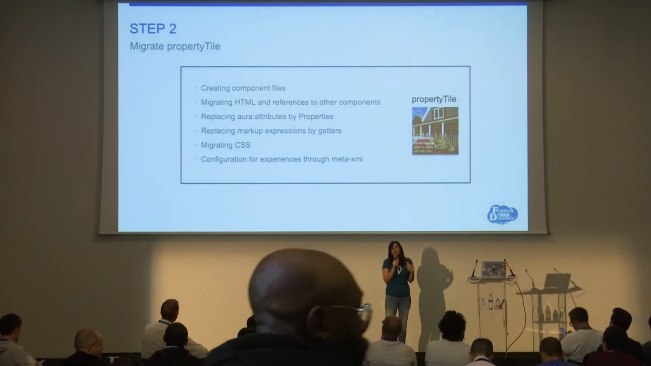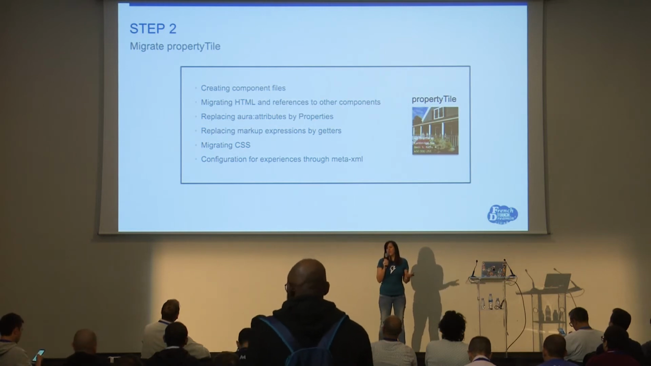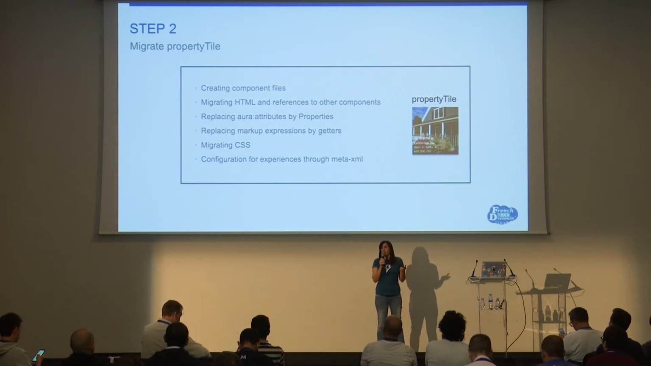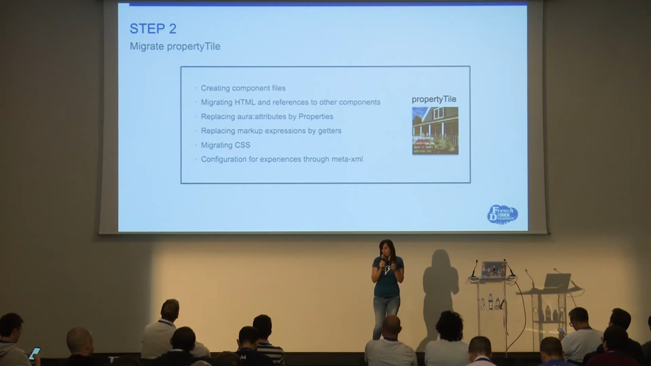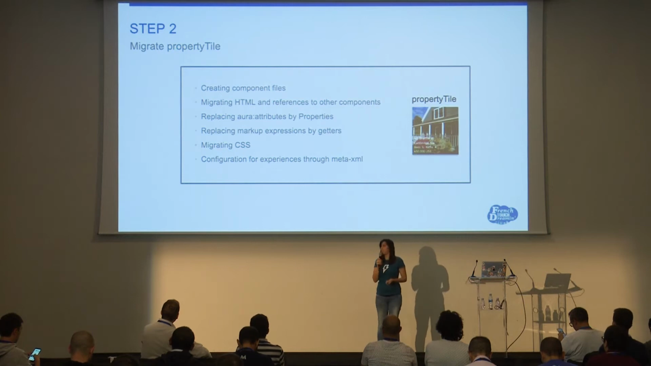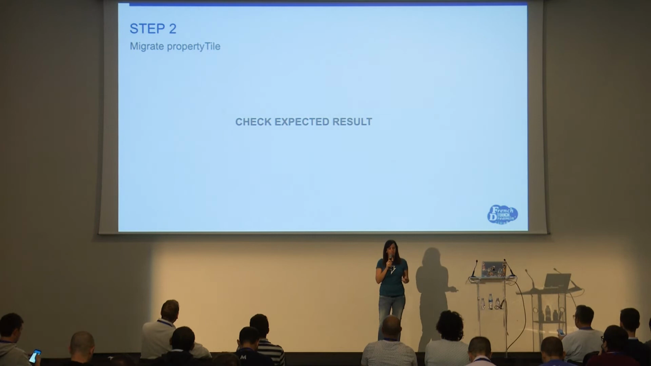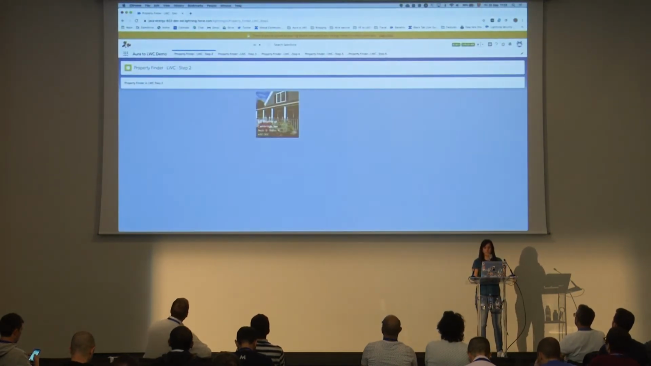So when you are going to migrate an application, first thing that you need to do is to define iterations. It's better to do things step by step so that you can check in each step that what you have migrated is working, than doing everything at the same time. So the first thing that we are going to try to migrate is the property tile component, which was the simplest one. First, I'm going to show you what we expect from this step. This is very simple. We just expect to have a component that is able to show a fake property.